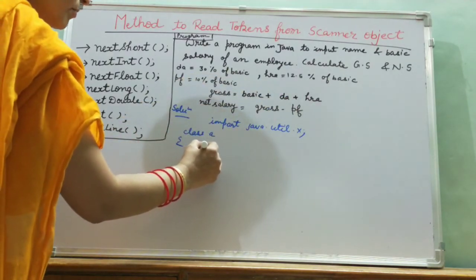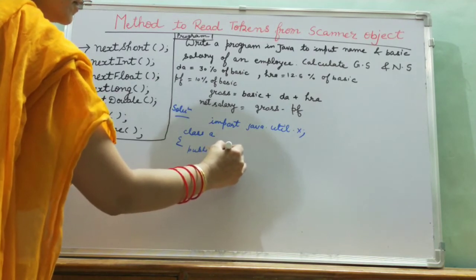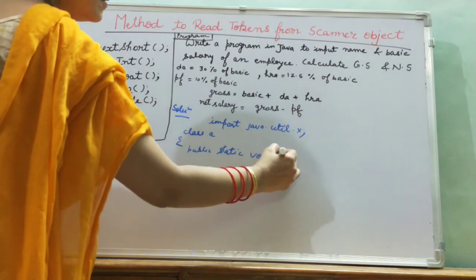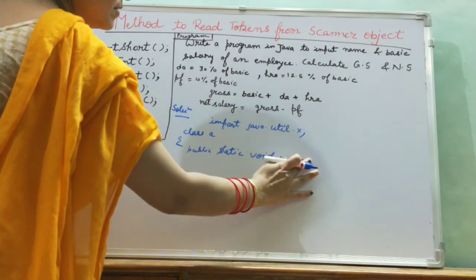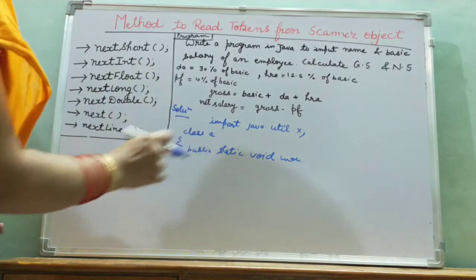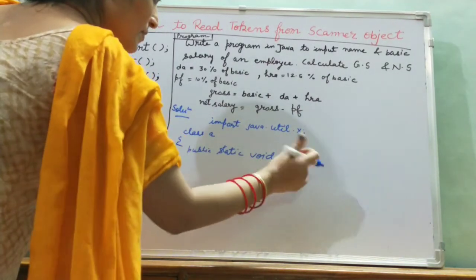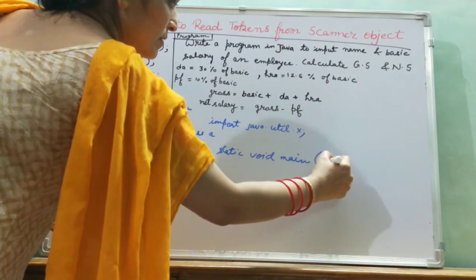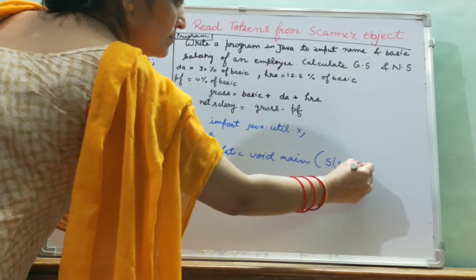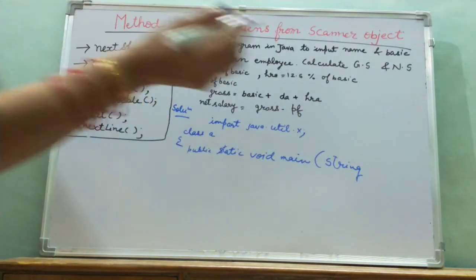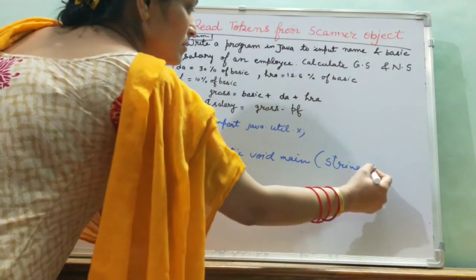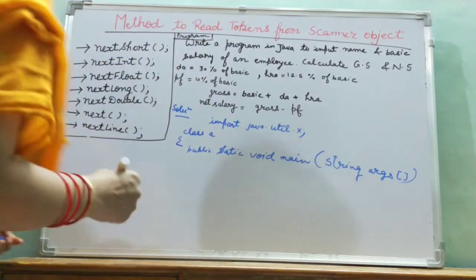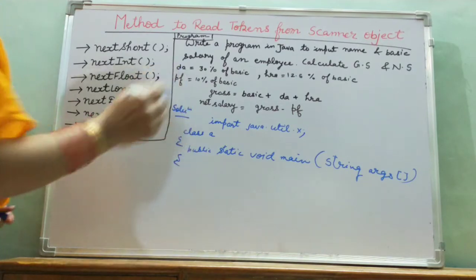Then write down public static void main(String args). String's S is in capital. Then args is a variable for string. Then again open the curly braces.